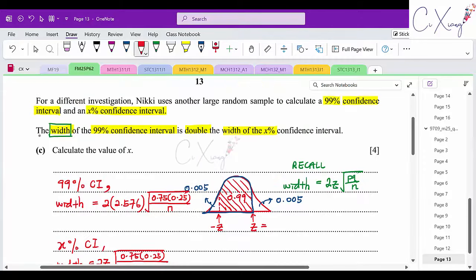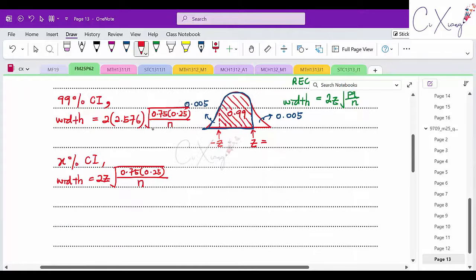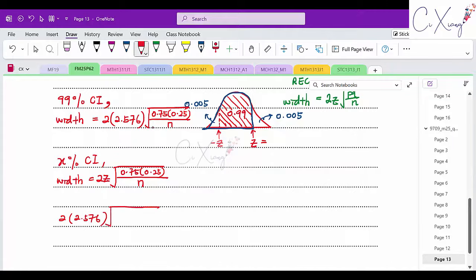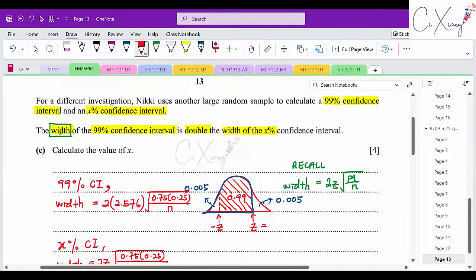So again, they said width of the 99% confidence interval. So width of the 99% is this one, right? So I just put it here first. So 2 times 2.576 with the square root of 0.75, 0.25 over n. It is equals to what? So you have a look again.